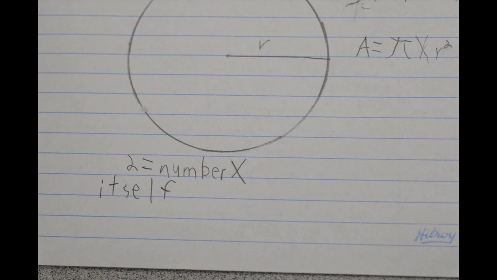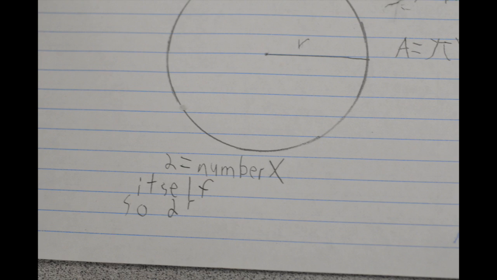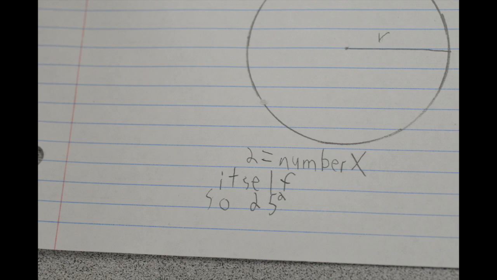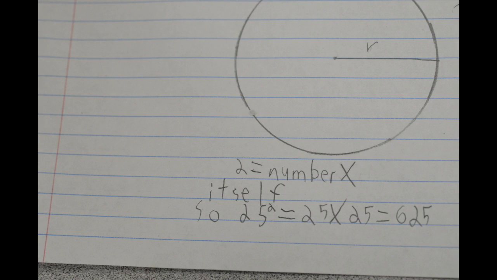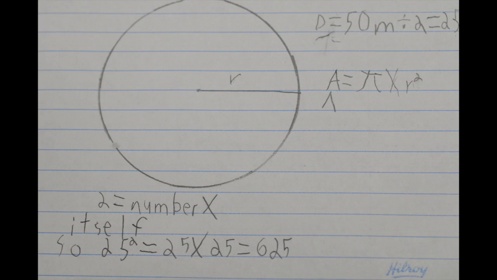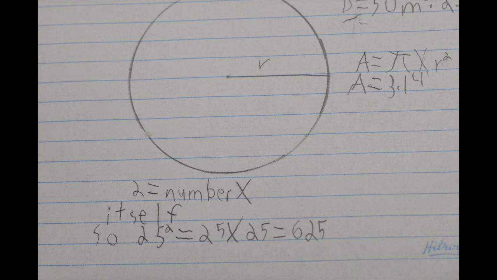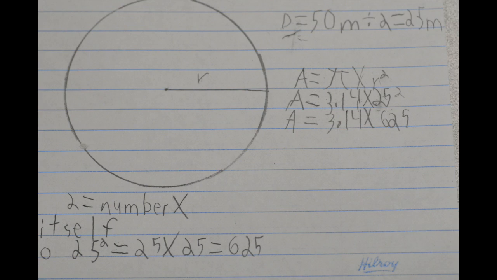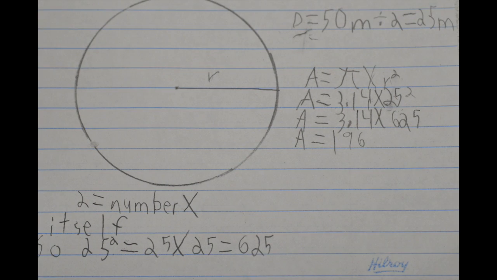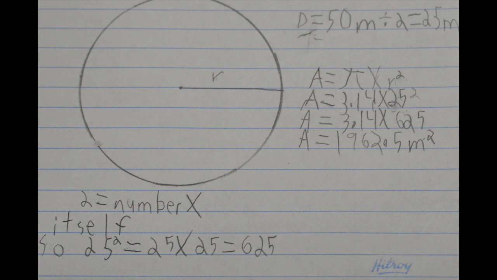So, basically what squared is, is the number times itself. So, if it's 25 squared, you take 25 and times it by 25, and which would give you 625 meters squared. So to finish off Toco the Toucan's question, we take pi, or 3.14, and times it by 25 squared, or 625, which would then give us an area of 1,962.5 meters squared.